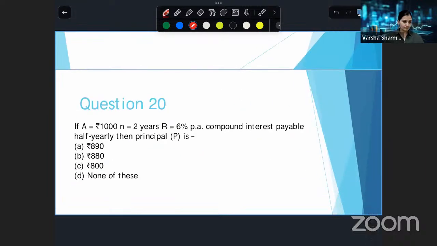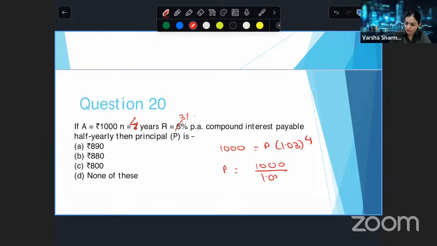20. Amount 1000, number of years 2, rate 6%, compounded half yearly. So rate will become 3%, time will be 4 years. We have to find out principal. 1000 principal 1.03 raised power 4. So we have to divide 1000 by 1.03 raised power 4. So use the M plus thing.